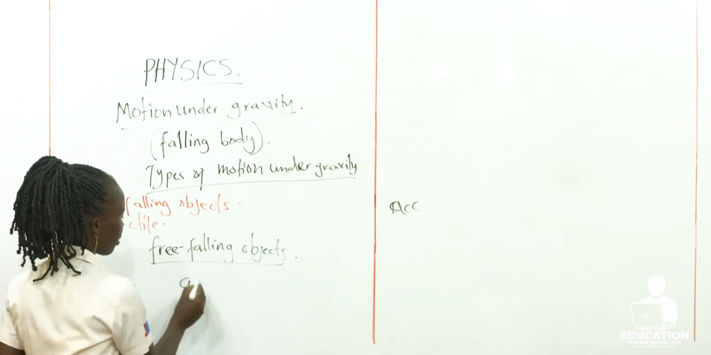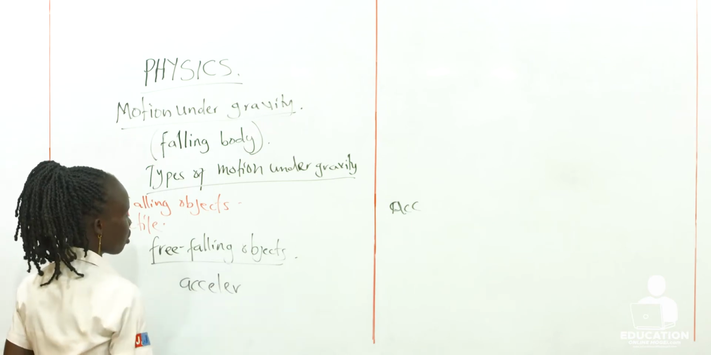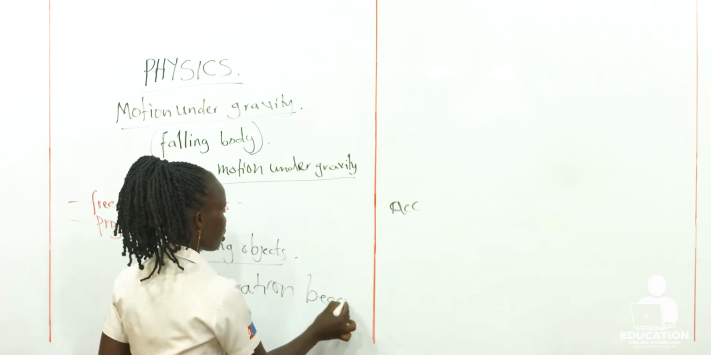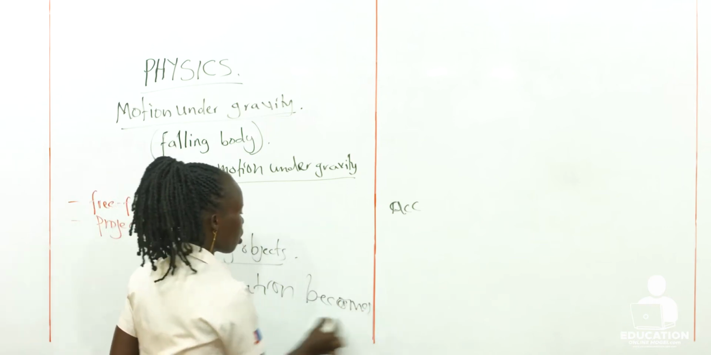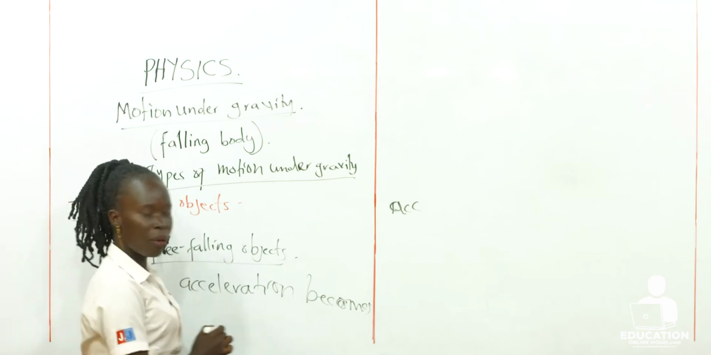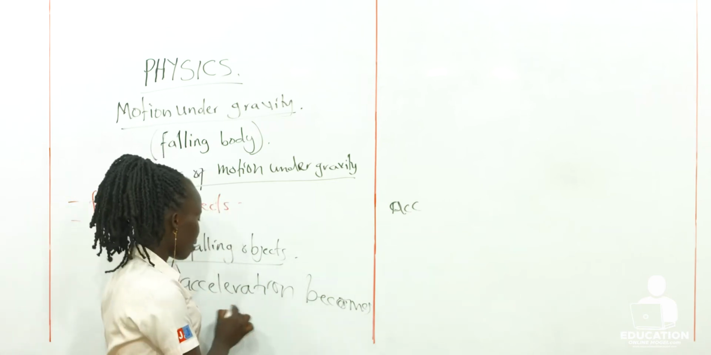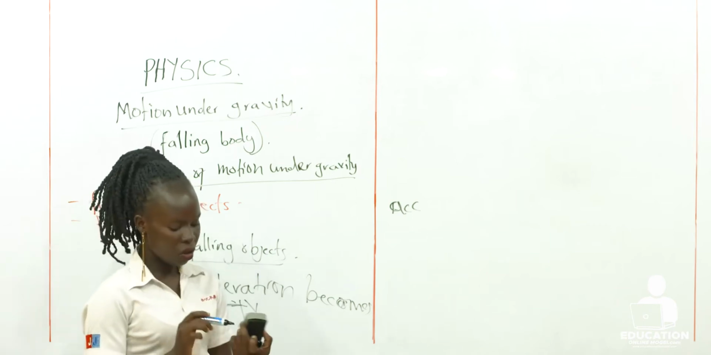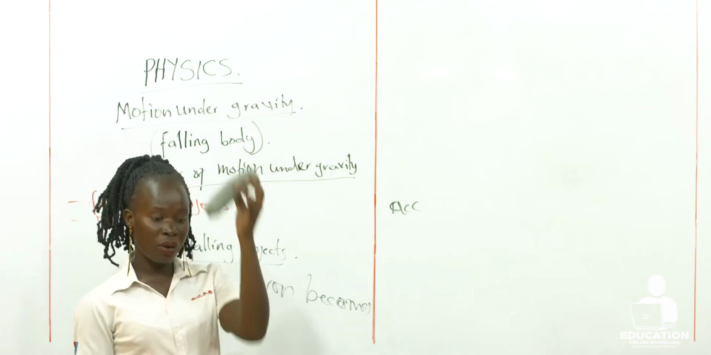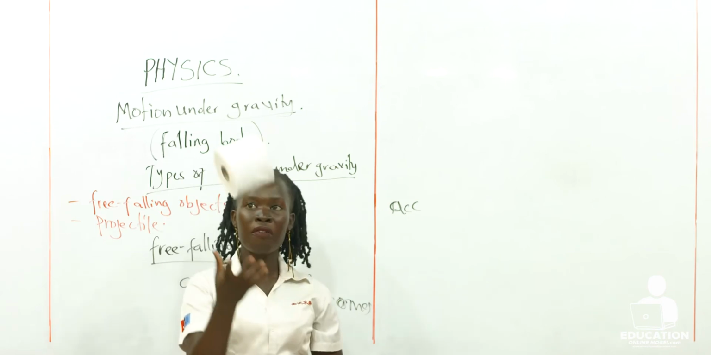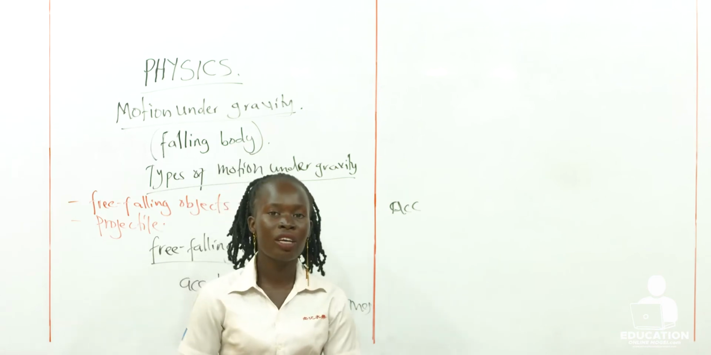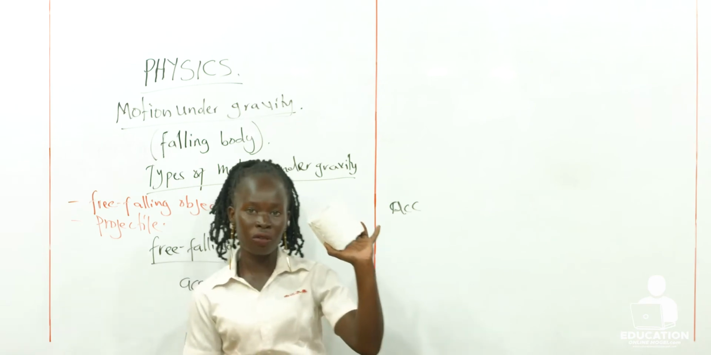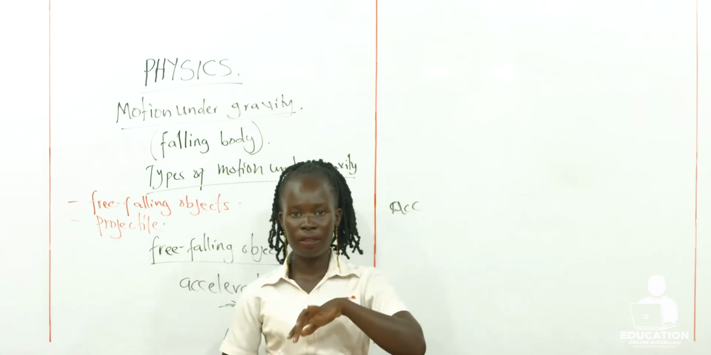Our acceleration becomes negative, sorry. Why is it negative? Because when I am taking it upwards, it is negative. That means when I am taking it upwards, it is moving against the action of gravity, because gravitational force acts downwards.